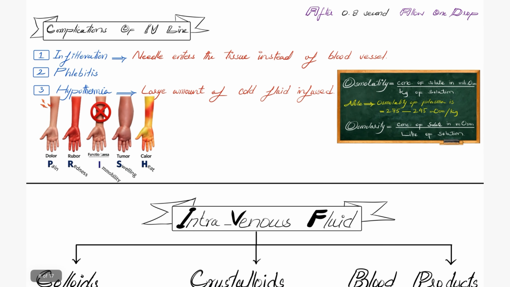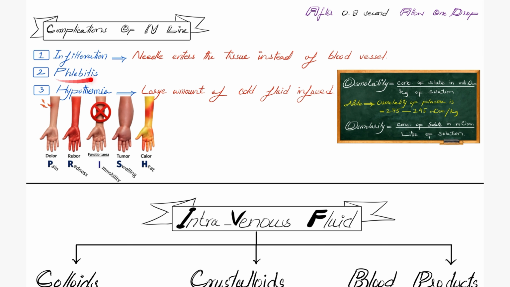Let's now talk about some important complications associated with passing an IV line. Number one is infiltration, that is, the needle enters the tissue instead of the blood vessel, and this may lead to hematoma formation. So that's why you have to give good compression when the needle is out.